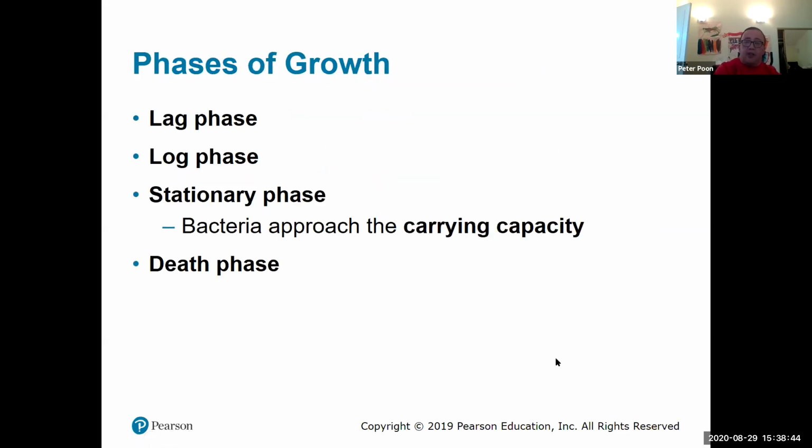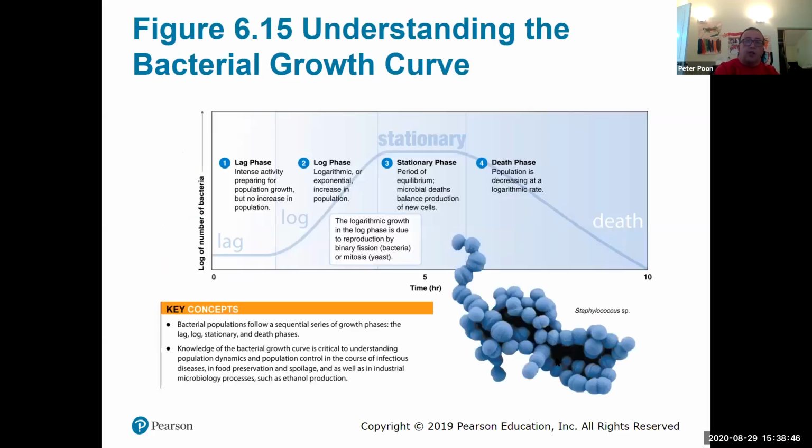Okay, so make sure you understand the phases of growth. So there is a lag phase. When you add bacteria to a growth media, the first thing that happens is a small lag phase. That lag phase is the bacteria adjusting to the new media, and there is very little growth at that time.